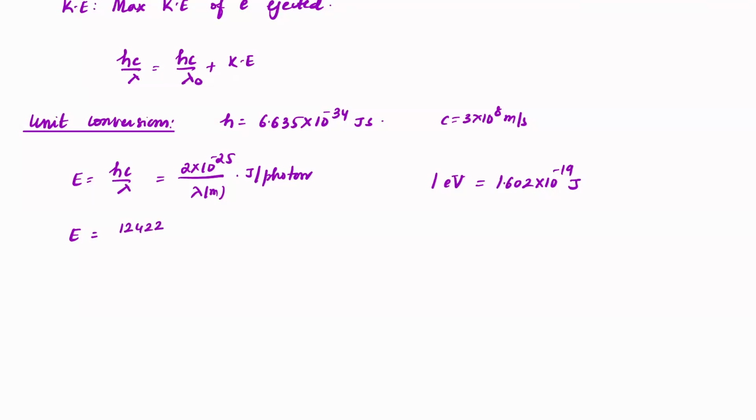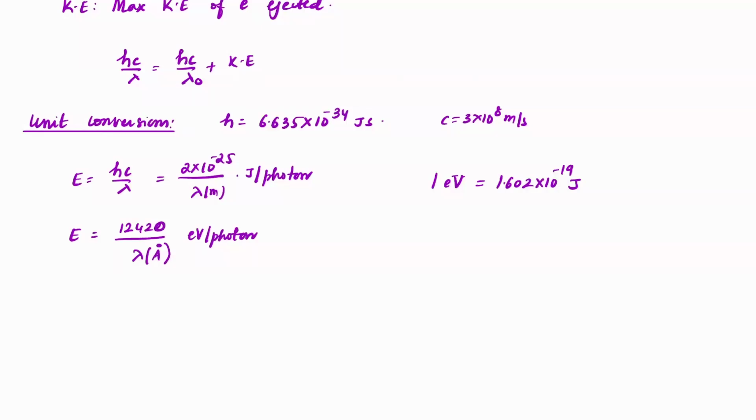So as I divide it, I will get 12,422 divided by lambda, or simply 12,420 by lambda in Angstrom units. This will be electron volts per photon. So a lot of the time this formula is what we'll be using.